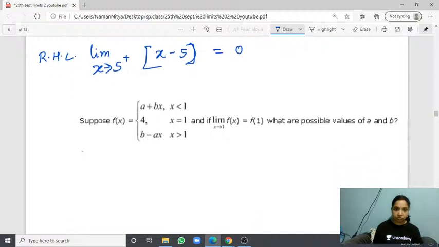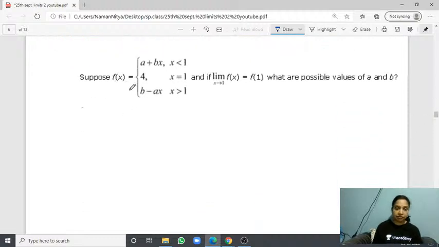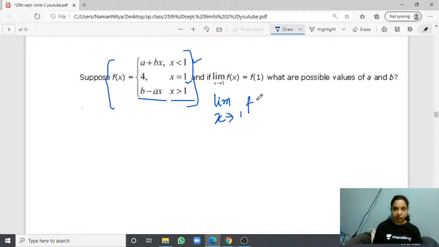Okay, let me just take the next question. Here we have f of x equal to a plus bx, x is less than 1, it is 4 when x is equal to 1, and it is b minus ax if x is greater than 1. Okay, this complete function is given. And if limit x tends to 1, f of x is equal to f of 1, what are possible values of a and b? You are supposed to find out. So how are you going to do this one?